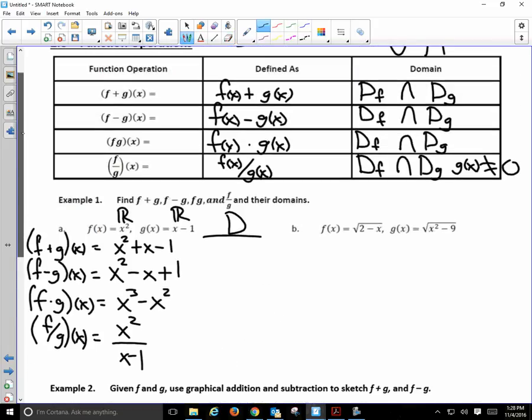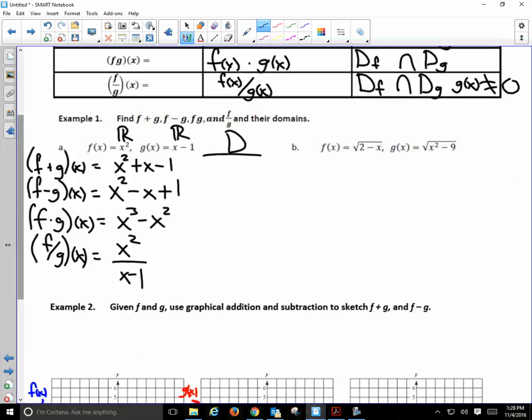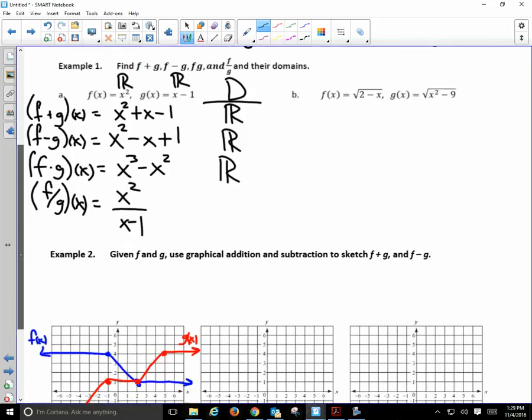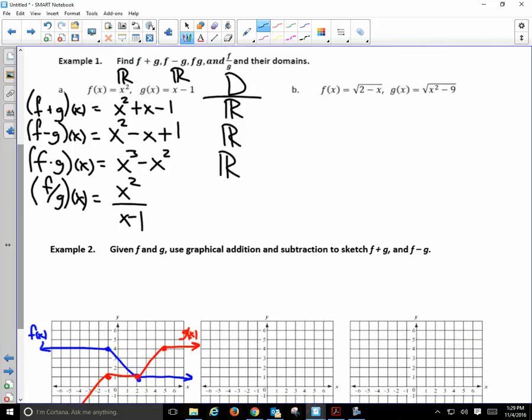So this states that the domain will be the overlap of the two domains. So what is the overlap of all real numbers and all real numbers? All real numbers. And it's the same for the first three. And it's even the same for the very last function, except we have to consider where the denominator is equal to 0. Denominator would be equal to 0 when x is equal to 1, so we just say x can't be 1.